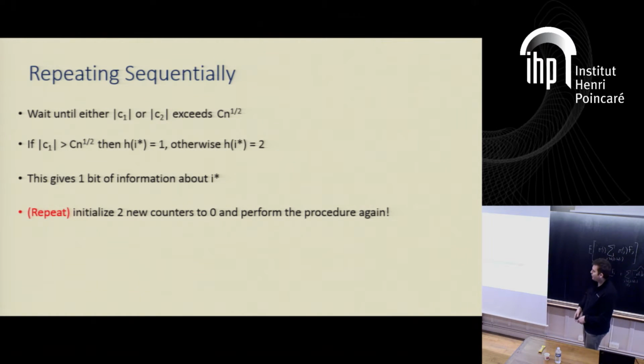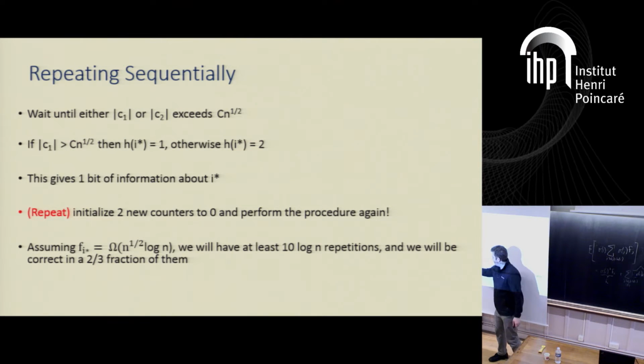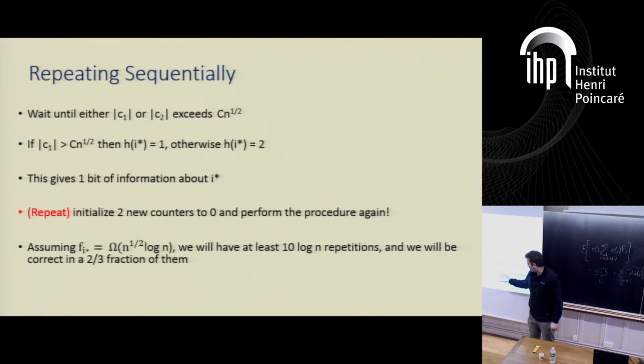Okay? Note that the space doesn't get multiplied, right? We're doing it sequentially, so we're always using order log n bits of space. We threw away our old space. We repeat this procedure again, and assuming the frequency f of I star is at least root n log n, you will have at least a large number of repetitions, say at least 10 log n, and you will be correct in a good fraction of these repetitions.